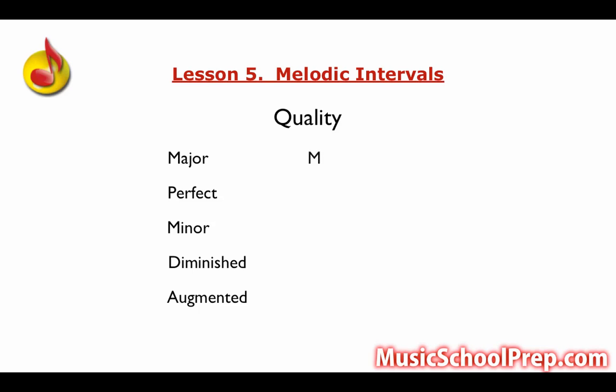Major, which is notated by a capital M. Perfect, which is notated by a capital P. Minor, which is notated by a lowercase m. Diminished, which is notated by a lowercase d. Or augmented, which is notated by an uppercase A. Here's how to determine the quality.